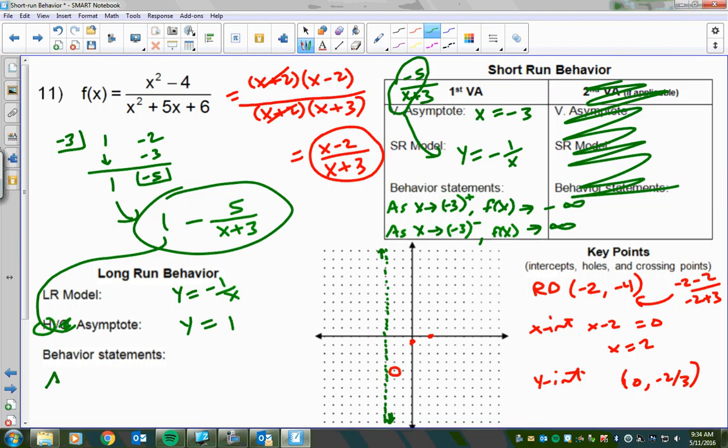And so here, let's write that up. As you go to the right, as x increases without bound, as x goes to positive infinity, the function values are approaching 1. You can always put the asymptote here. From below, because it's negative 1 over x in the model. And then let me draw that.